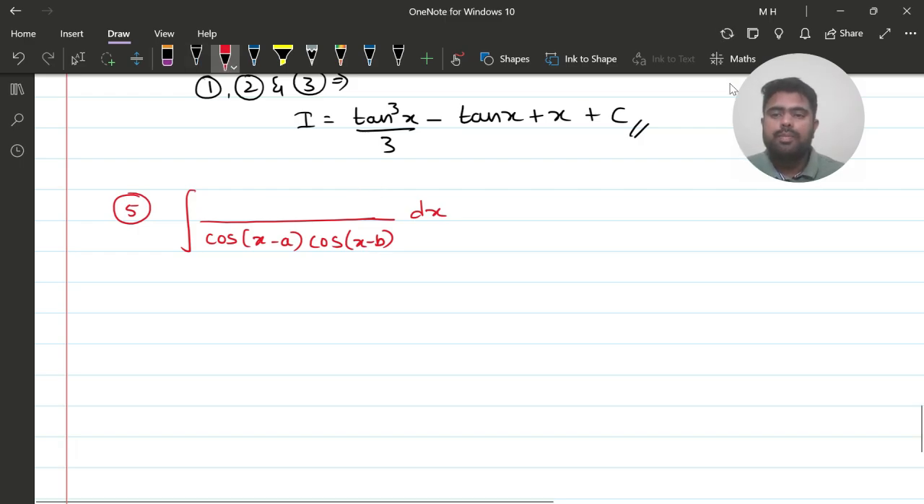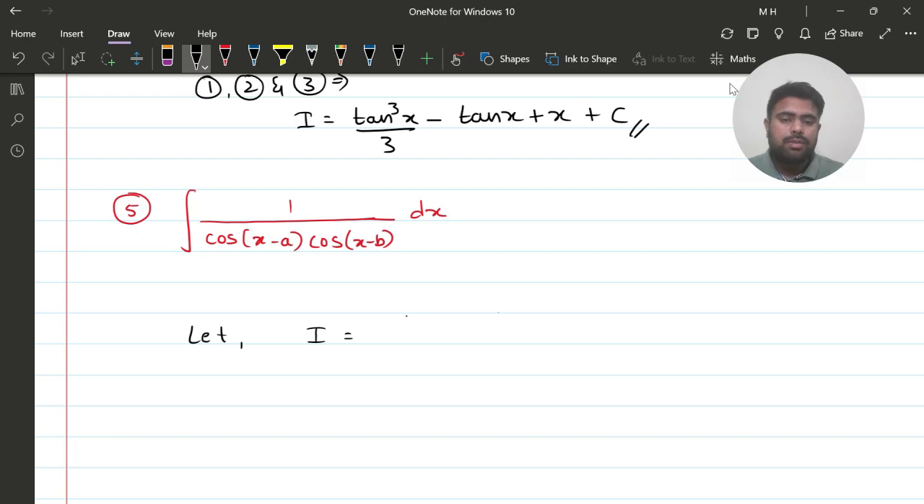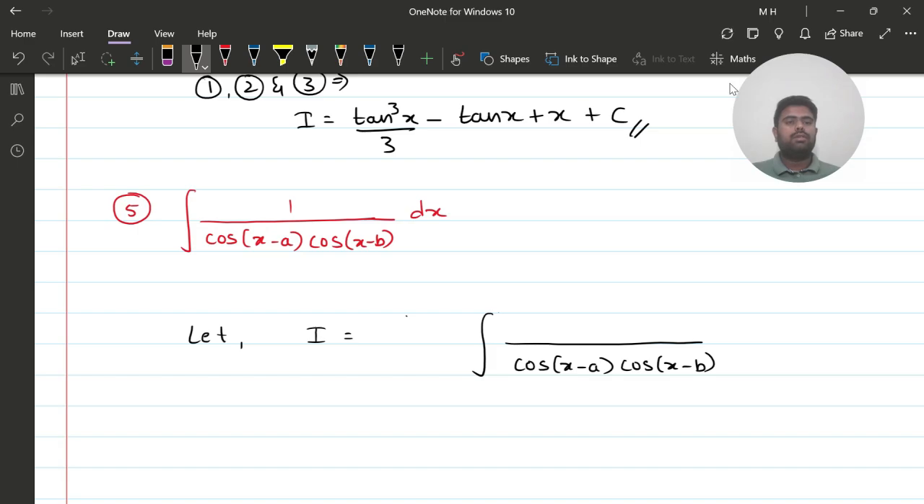So what I will do, let I be equal to the integral of, I will reduce the steps, 1 by cos of x minus a into cos of x minus b. Now look, as I said, I need cos sine, sine cos. When does it come? Sin of x plus y. What is sin of x plus y? Sin x cos y plus cos x sin y.